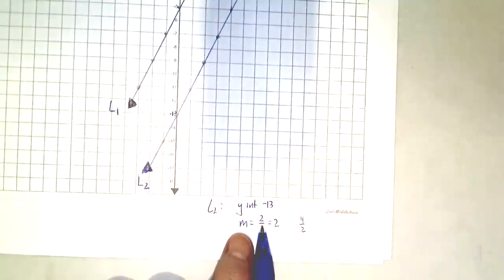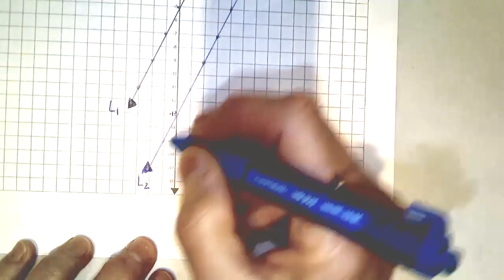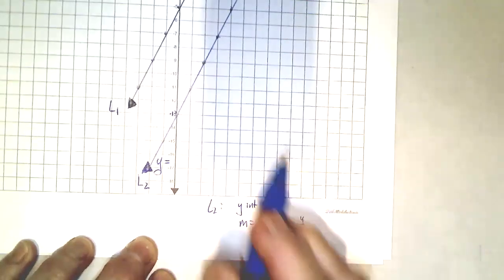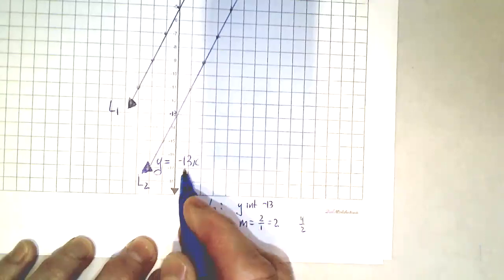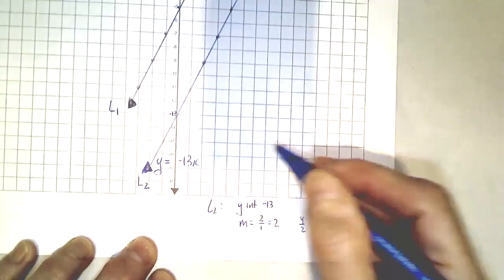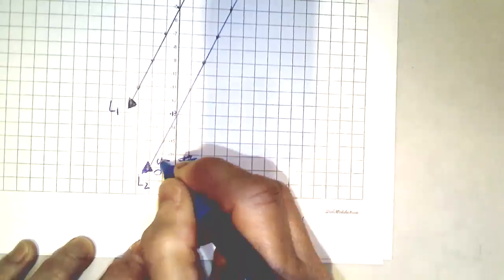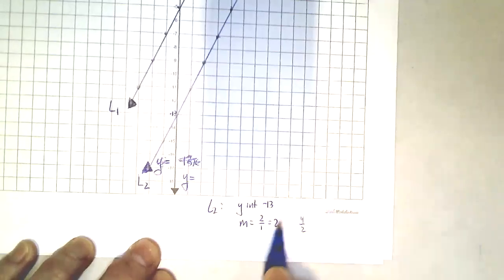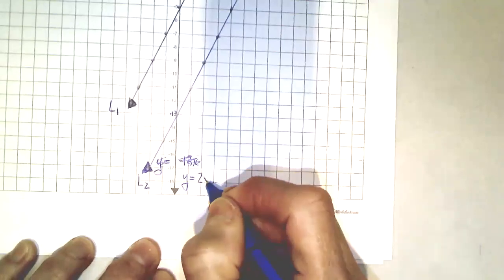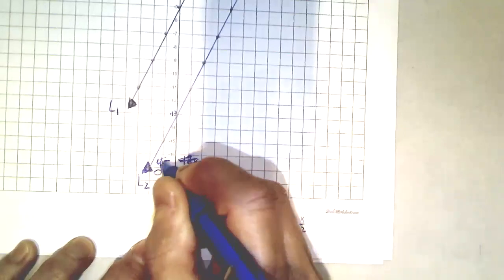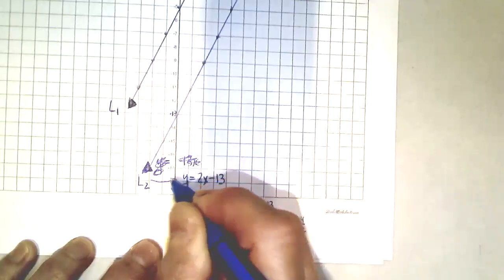Once you know the y-intercept and the slope, then you know the equation. So I'm going to write the equation right next to this line. The coefficient of the x is the slope, and the y-intercept is called the b. And that is the equation for L2.